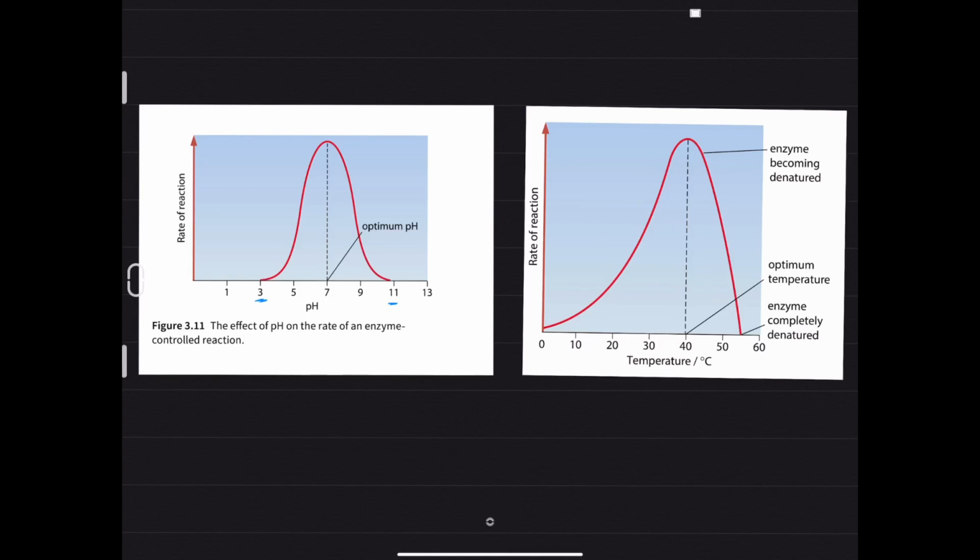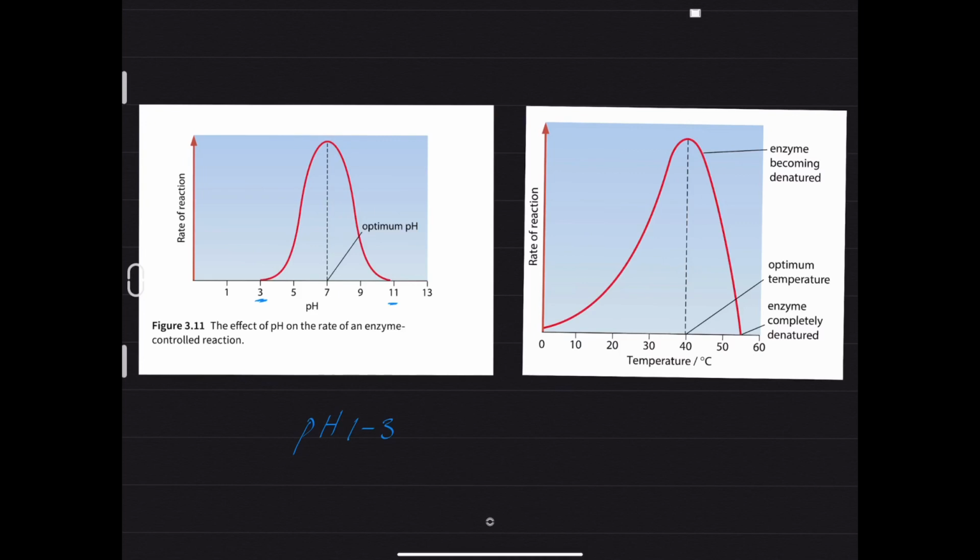Now, looking at the graph for pH, I want you to give me the name of an enzyme that works best at pH 3. So for pH 3, can you give me the name of an enzyme? So name an enzyme that works best at pH 3 within the digestive system. So part of the digestive system, which enzyme would work well at pH 3? And let's give it a range, 1 to 3.